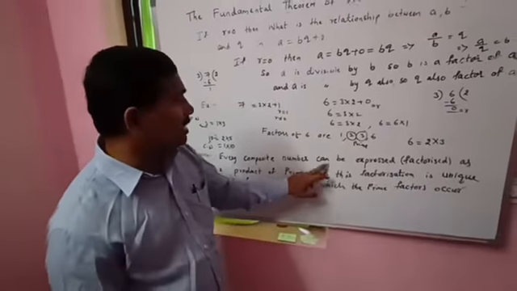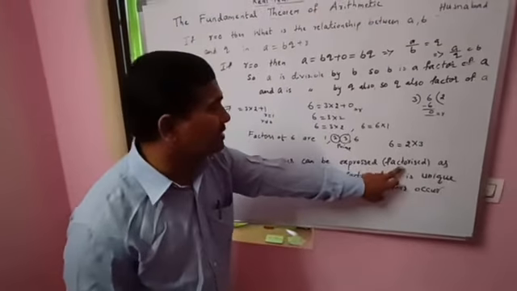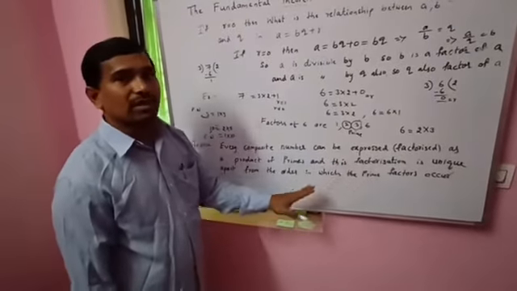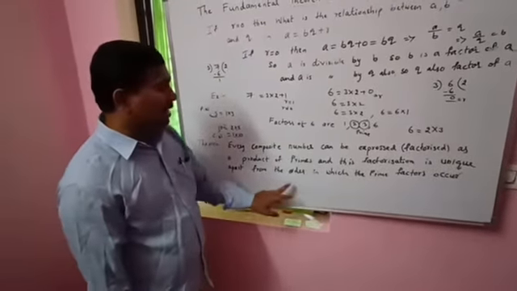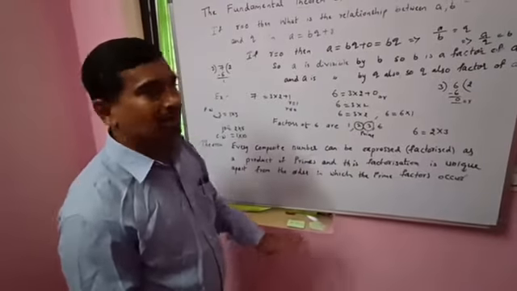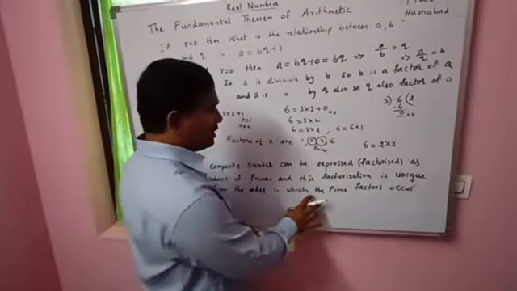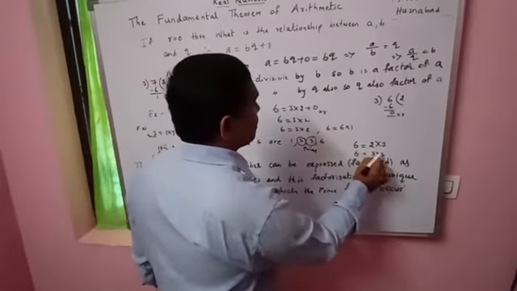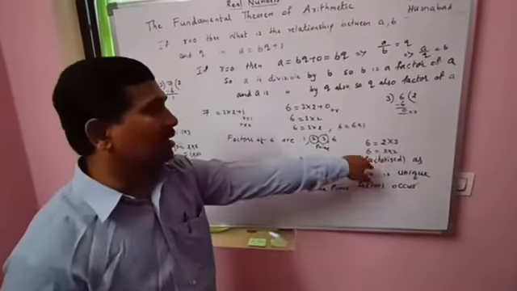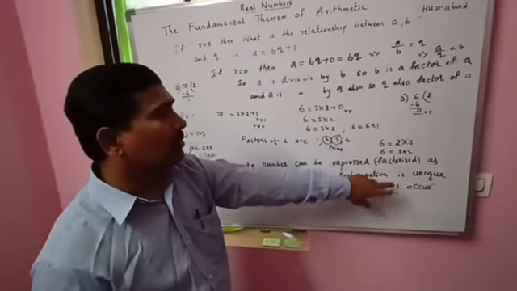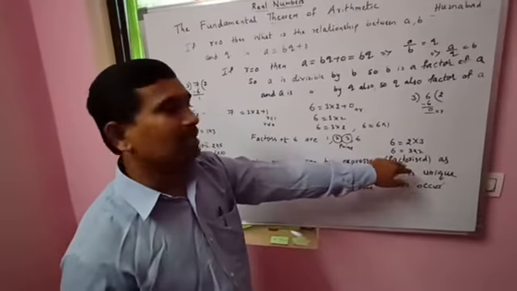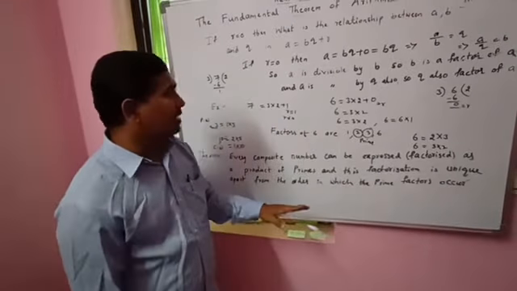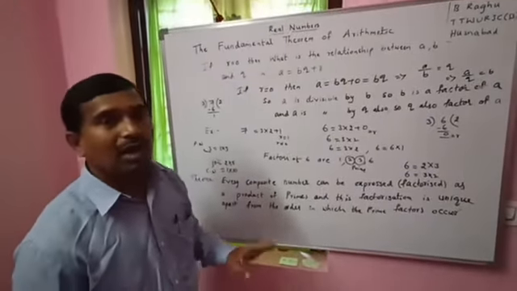Every composite number can be expressed or factorized as product of primes, and this factorization is unique apart from the order in which the prime factors occur. Apart from the order in which prime factors occur means this 6 can be written as 2 into 3 or 3 into 2. This order is not unique, but the factorization is unique. In this, the factors are only 2 and 3. So this is called prime factorization, or we can say the fundamental theorem of arithmetic.